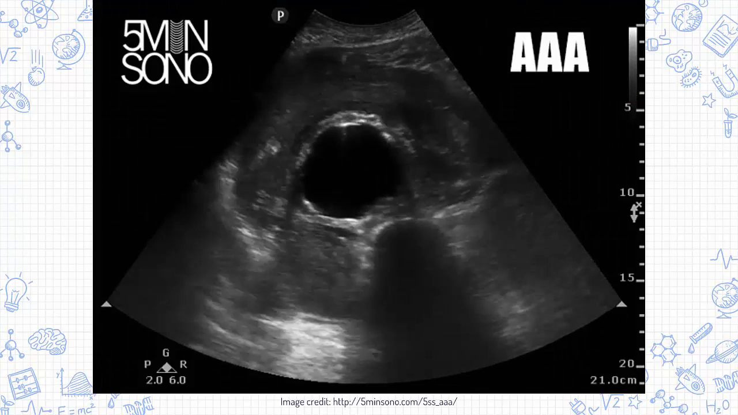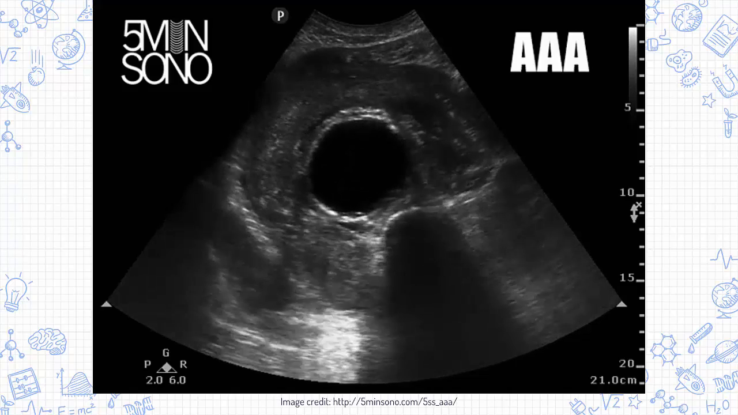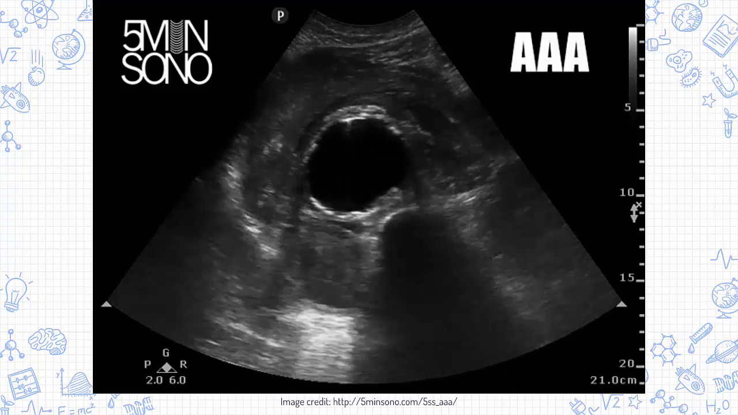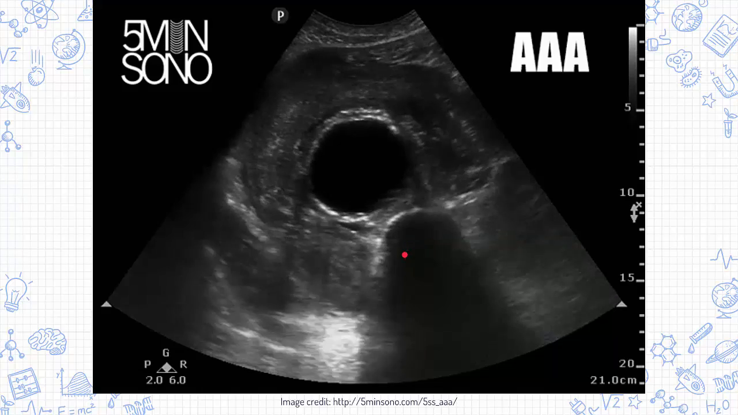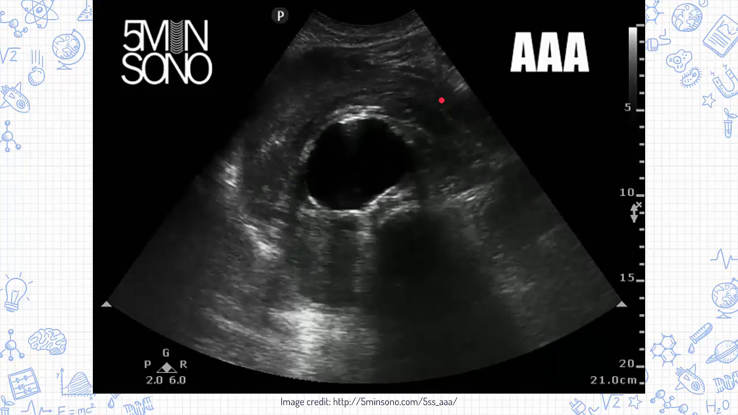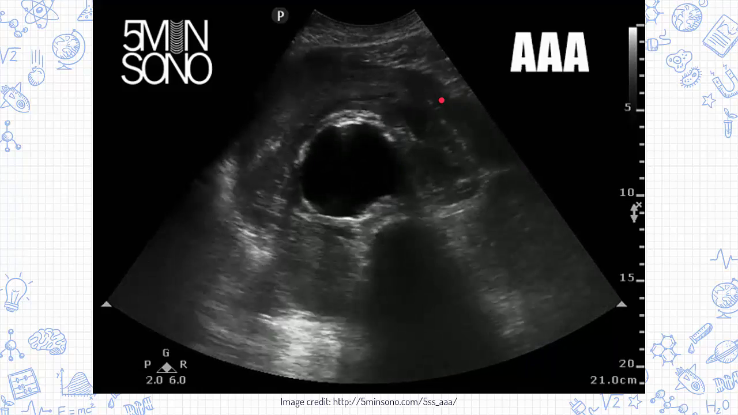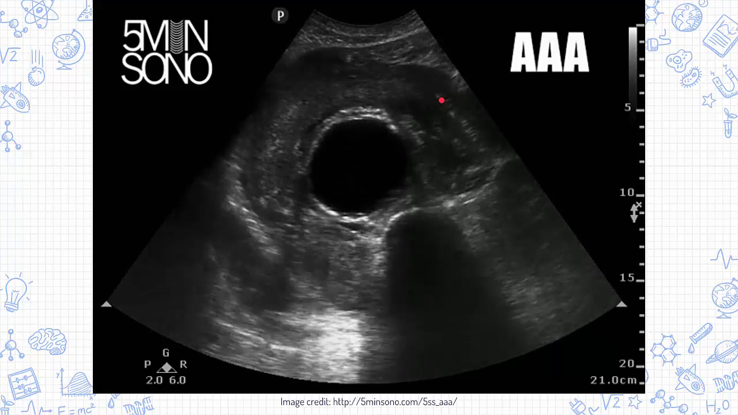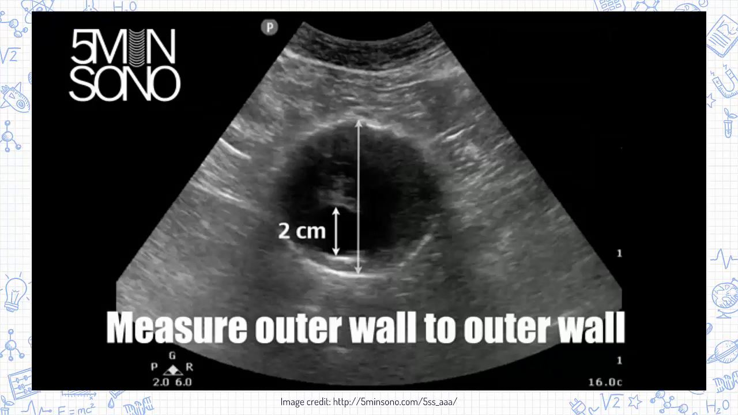So here's a great example of a triple A. As you can see, here again, spine, and then we have this huge aorta with what looks like some dissection, thrombus formation. So this is concerning.